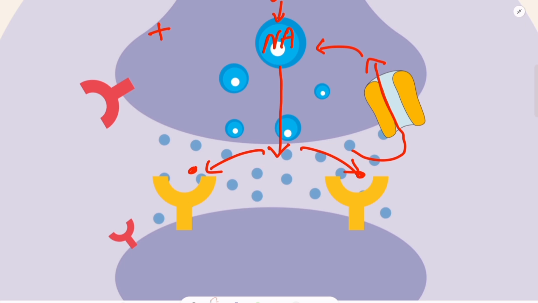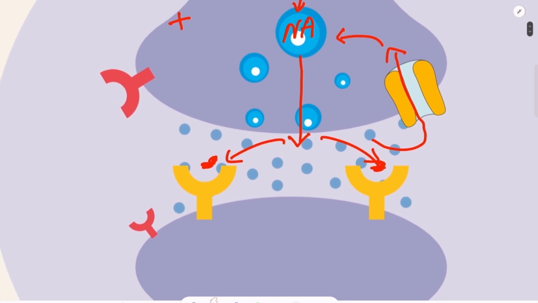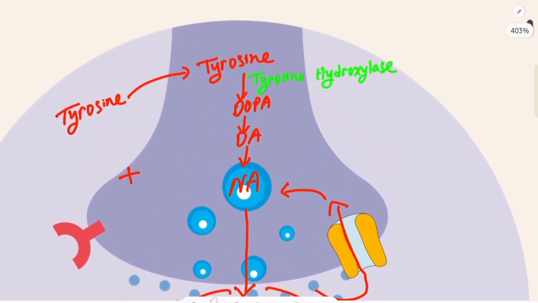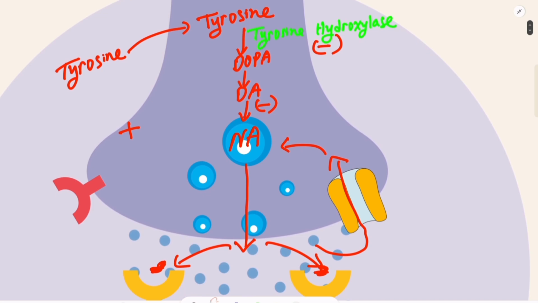So, if we increase or decrease the level of noradrenaline here, we can alter sympathetic activity. What are the options we have? We can inhibit the rate limiting enzyme tyrosine hydroxylase. We can inhibit the entry of dopamine into the vesicles. We can inhibit the release of noradrenaline in the synapse. Three drugs can be used to decrease noradrenaline in the synapse.